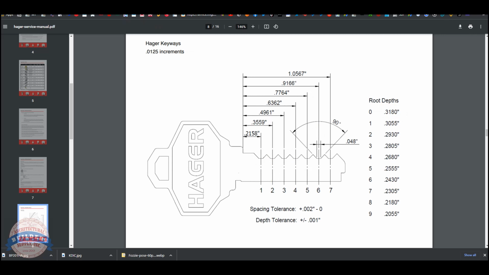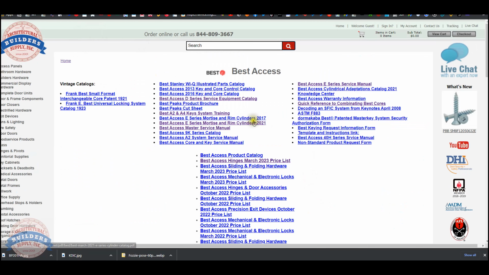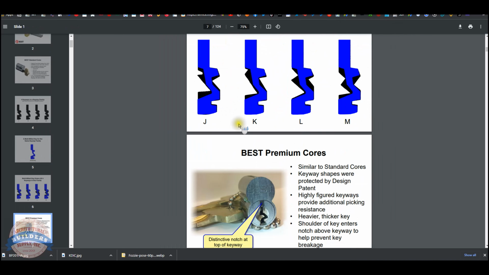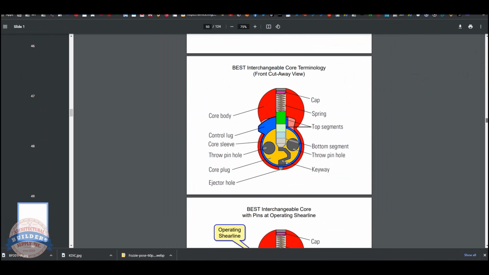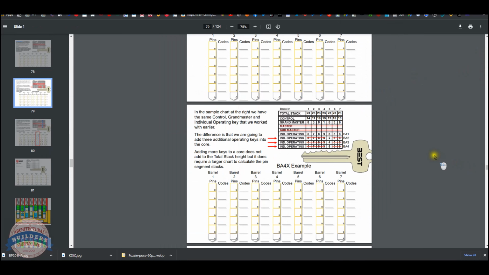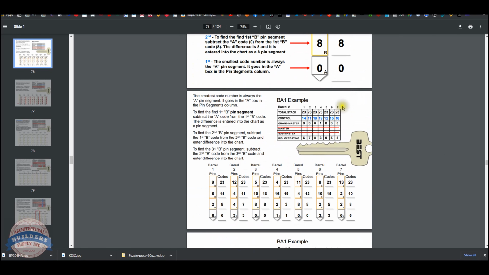Now, if we were to leave that page up, anywhere in the site you can look for more from Best and get to that manufacturer's page. On here, A2 and A4 key systems training, I want to draw your attention to this because should this client reach out to me again, I'm going to refer them to this document. This is a very protracted way to learn how to combinate Best, but everything you need to know is actually here. Okay? This will teach you everything you need to know.